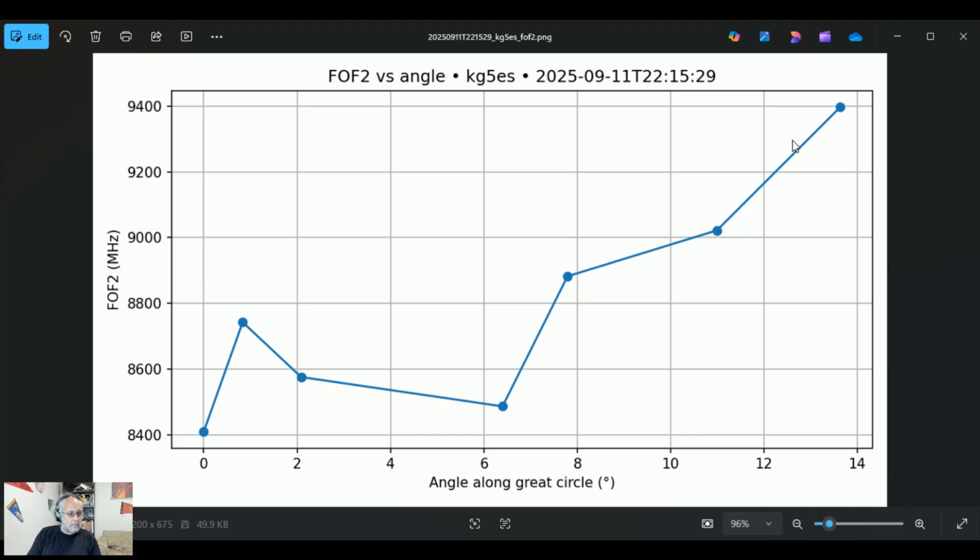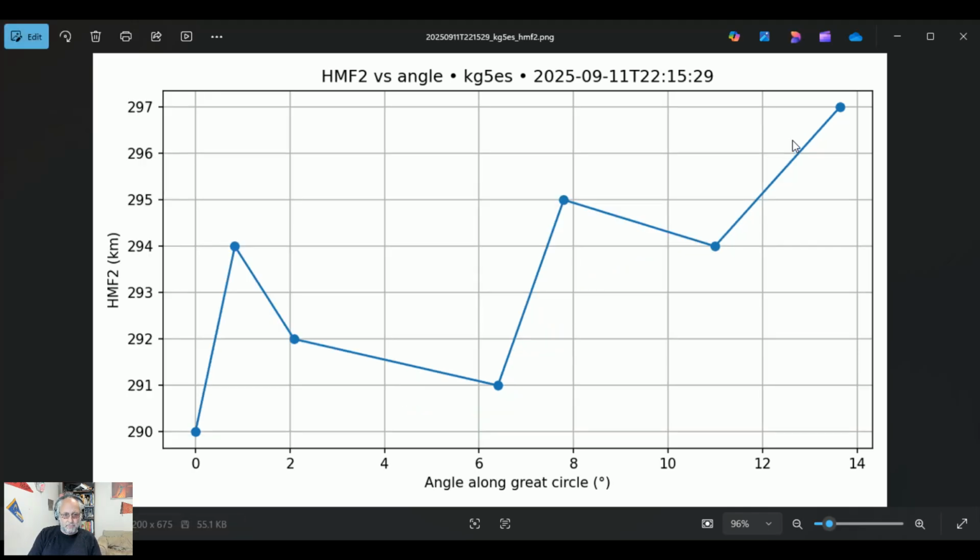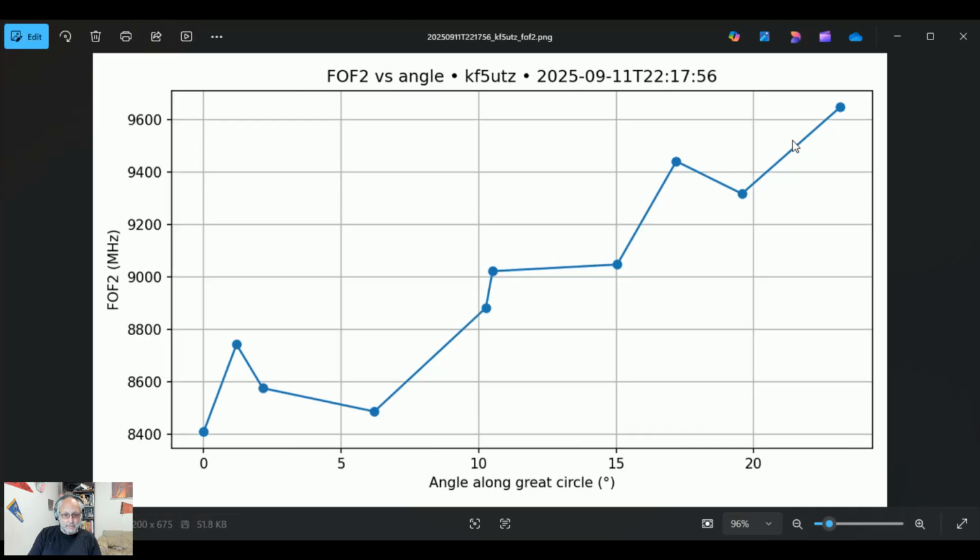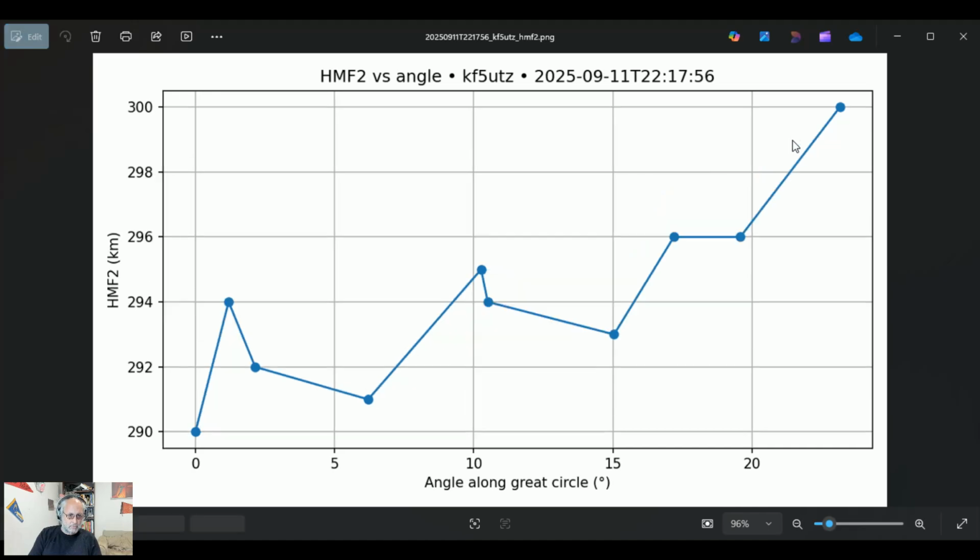Then we've got this one for KG5ES, Kilo Golf 5 Echo Sierra. The F2 layer. And then finally, I think, KF5UTZ, Kilo Foxtrot 5 Uniform Tango Zulu. All right, and so that's all the data there.